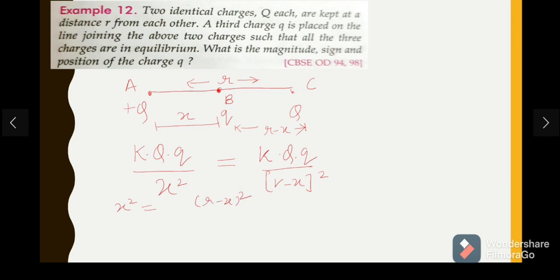So right now we are finding the location, where we should place the charge. So this becomes x equals R minus x. So 2x equals R. So that means x is equal to R by 2. It means we should place the third charge q exactly midway between the two charges.